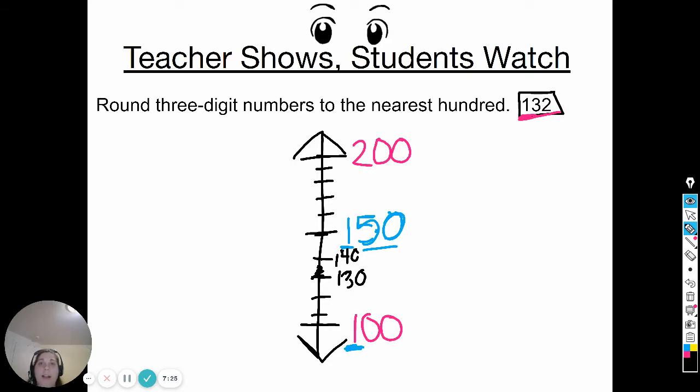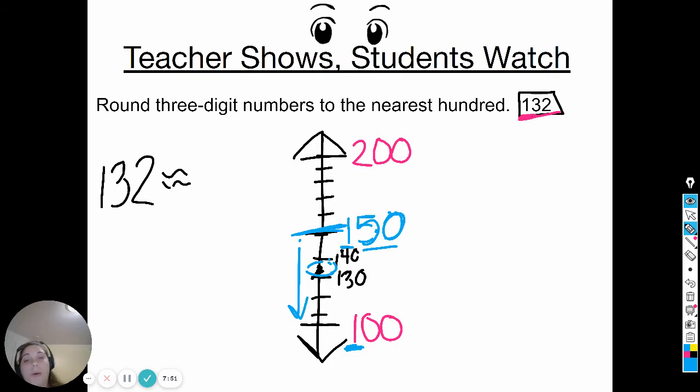And now I just have to round. So 132 rounds to, well, it's below the halfway point, okay? I can see that my point is below the halfway, and if it's below, then we round down. So we're going to round down to our bottom number, which is 100. So if we're rounding 132 to the nearest 100, 132 rounds to 100.